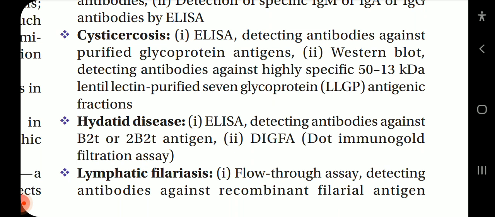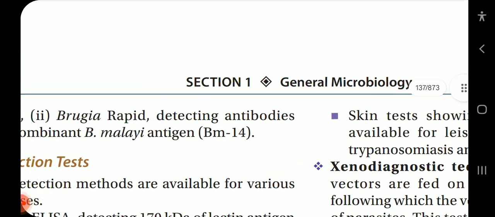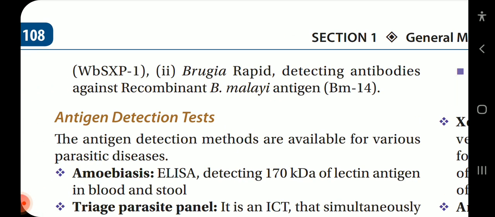Cysticercosis: ELISA detecting antibodies against purified glycoprotein antigens, and Western blot detecting antibodies against highly specific 50 to 13 kilodalton lentil lectin purified C7 glycoprotein LLGP antigenic fractions. Hydatid disease: ELISA detecting antibodies against B2T or 2B2T antigen, and DIGFA, dot immunogold filtration assay. Lymphatic filariasis: flow through assay detecting antibodies against recombinant filarial antigen WBSXP1, and Brugia Rapid detecting antibodies against recombinant B. malayi antigen BM14.